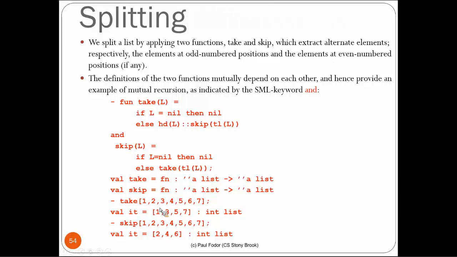So the first two elements we can already see them. Take returns 1 and 3. And it continues with the odd indexed elements.